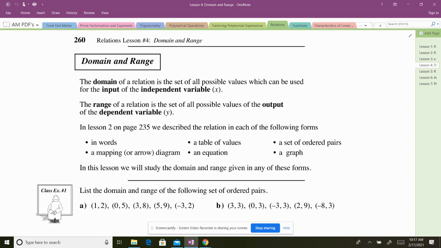So the domain is, I'll read the math definition, then we'll break it down into simpler terms. The domain of a relation is the set of all possible values which can be used for the input of the independent variable. All it means is all possible x values. Okay, the domain is all possible x values. What do you think range is then? There you go. That's it.